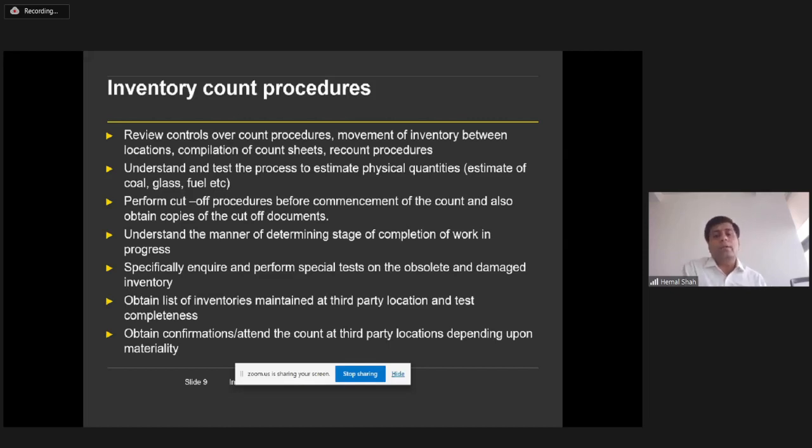The classic example would be a third party manufacturer. So if a significant amount of inventory is lying with a third party manufacturer, as an auditor of the company, you may go to the third party and physically verify the inventory of your client which is lying with him.